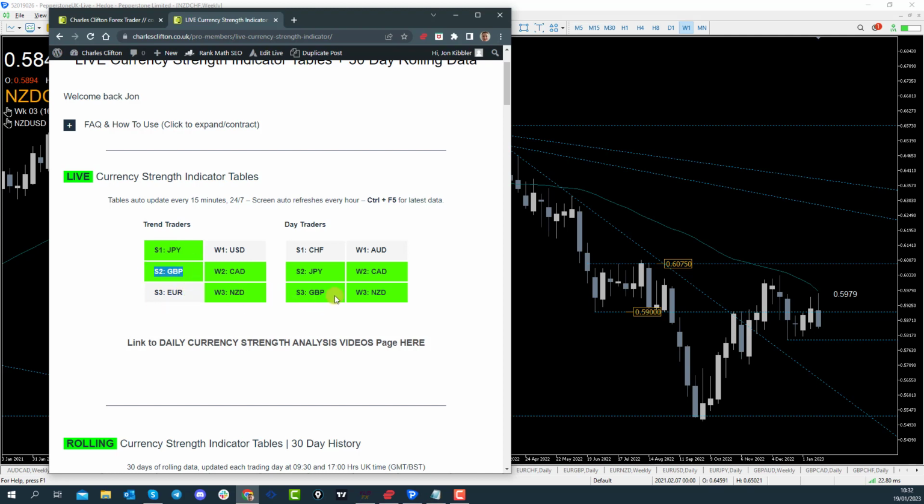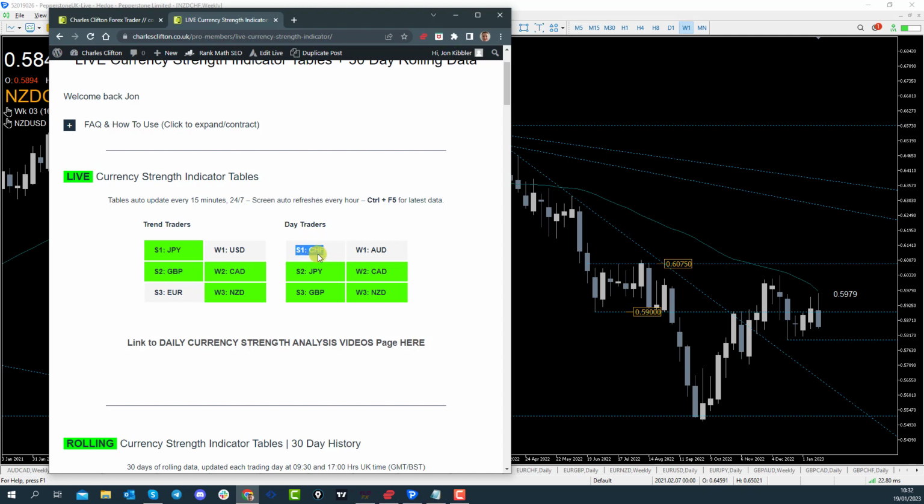Pound is S2 and is S3 on the day traders. We've got CAD as W2 on both tables and Kiwi as W3 on both tables. On the day traders side, we have the Swiss franc as the strongest currency and the Australian dollar as the weakest currency. Now, with the day traders, I like to look at the top currency pair for potential opportunities, but I've also looked at other Swiss franc pairs.